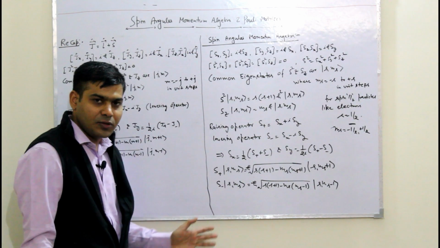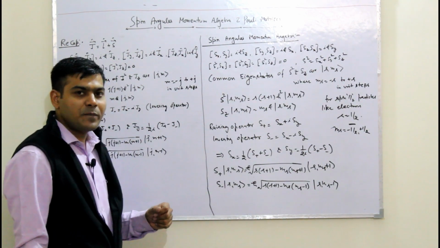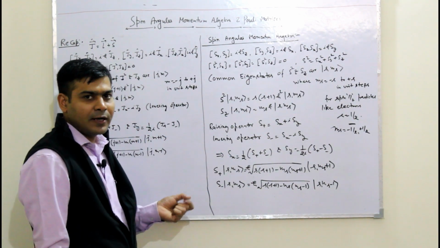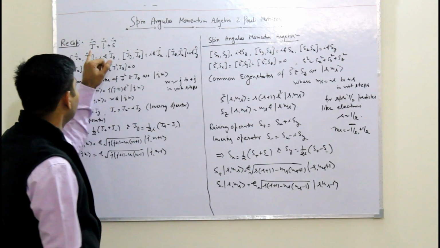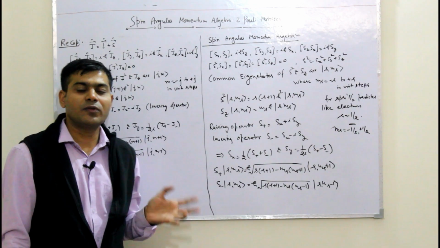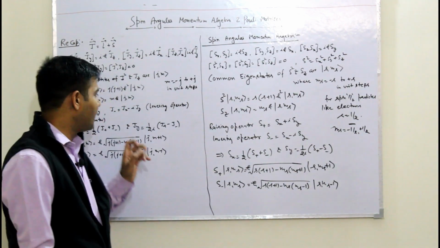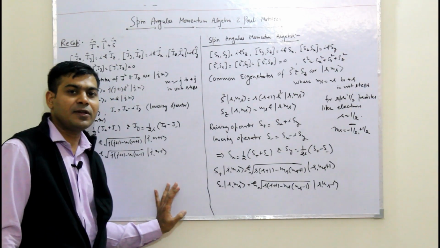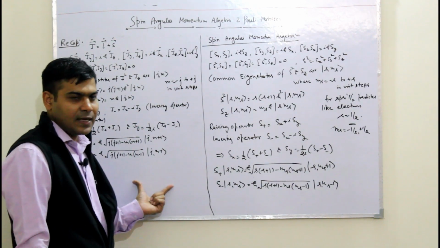So in the previous video we wrote down the matrix representation for generalized angular momentum J for a fixed value of small j. In the previous video we took small j to be 1 and then we found out the matrix representation of each and every operator involved in this algebra.